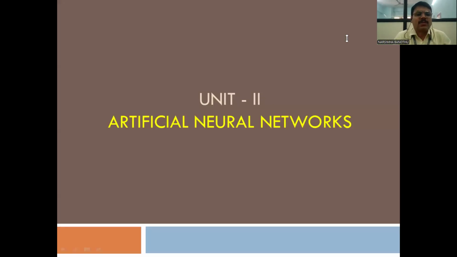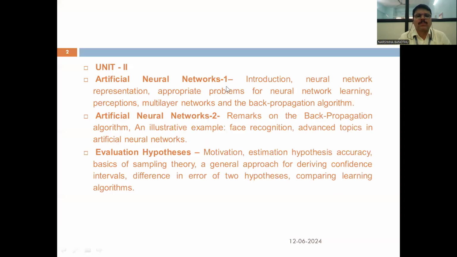Today I'm explaining about artificial neural networks. It's a part of machine learning. In artificial neural networks, main objectives are neural network representation, appropriate problems for neural network learning, and multi-layer networks and backpropagation algorithms.